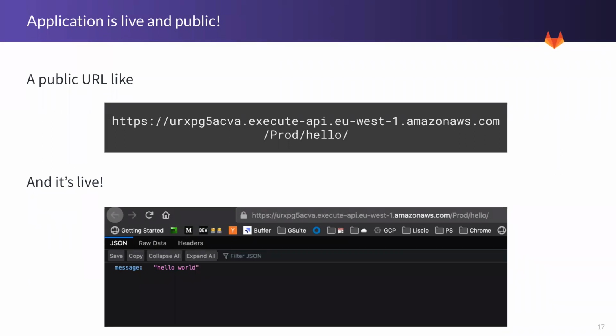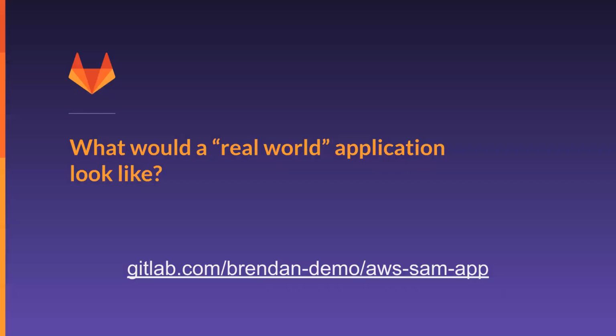So after that SAM deploy, our URL is public, and we're live on the internet, right? So we get this URL back that has our fantastic, amazing hello world function live and running, and that's great. But I think the question everyone has, even if they're not saying it, because maybe they're being nice, is, okay, but what would a real world application look like, Brendan?